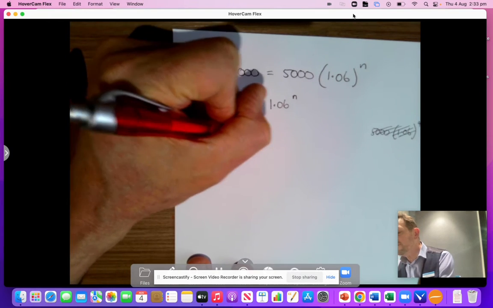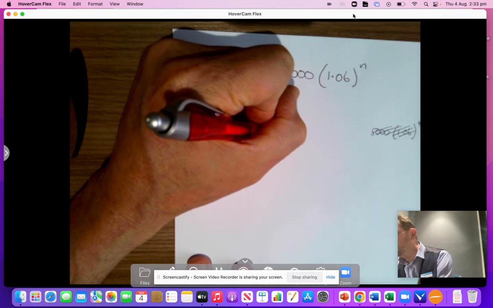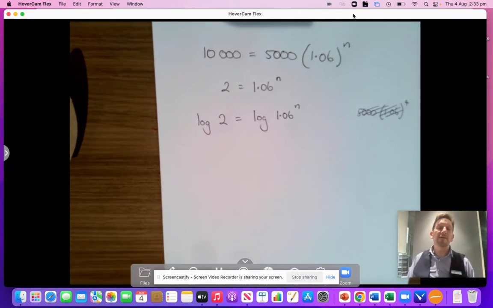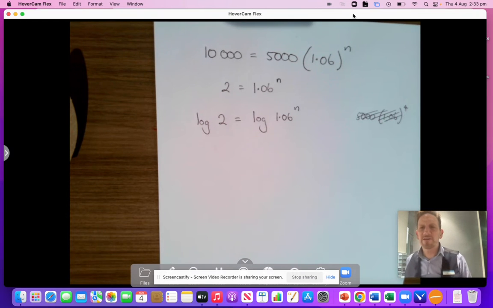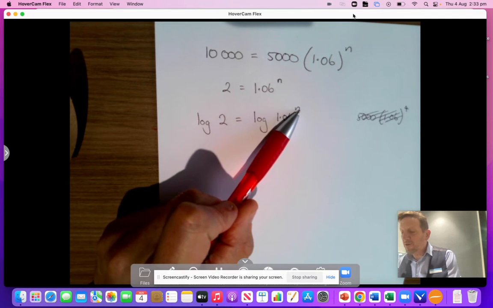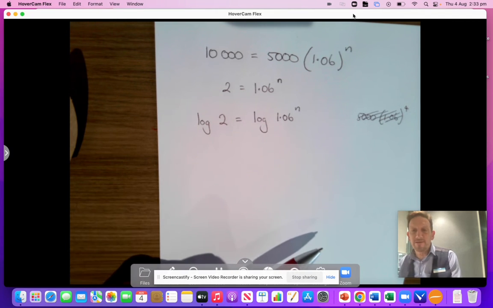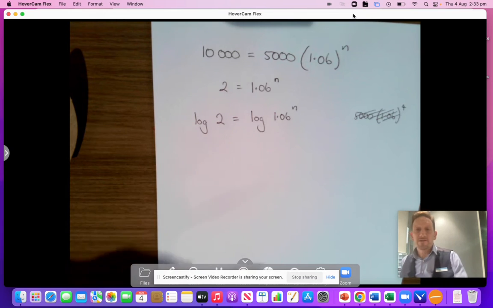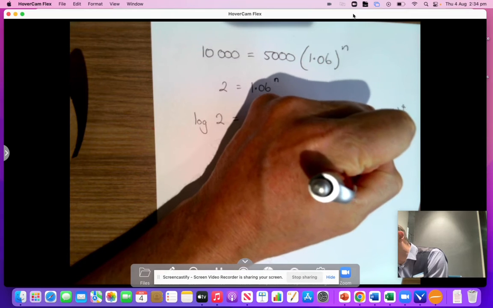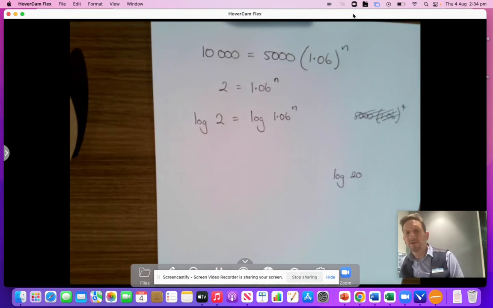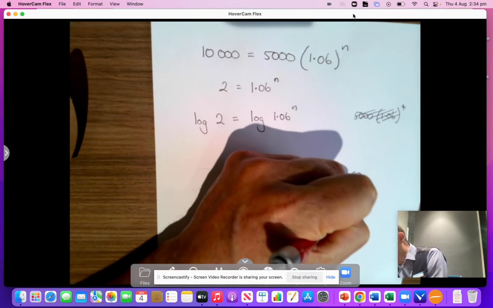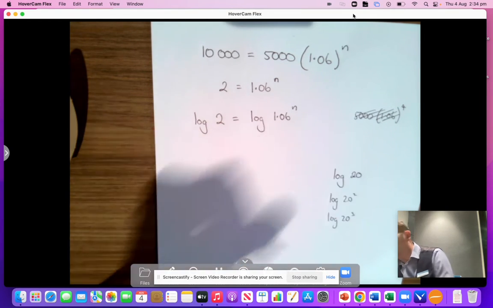We're going to take the log of 2 and we're going to take the log of 1.06 to the power of n. Now, one of the great things about the log laws is that when you've got something like this, we can just straight away bring that down. So if we look at a nice example, let's do the log of 20, and let's do the log of 20 squared and the log of 20 cubed.